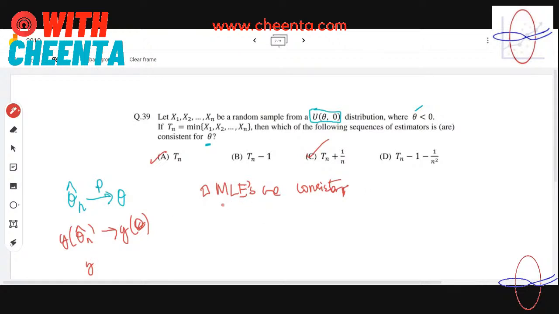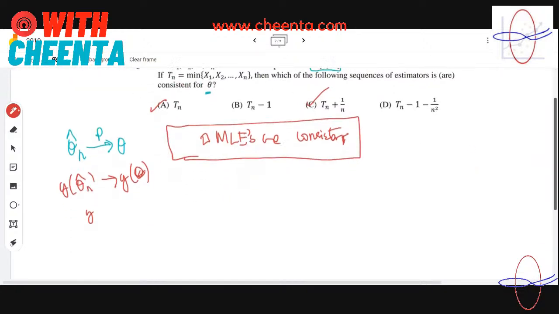So therefore, MLEs are consistent, and you can use that property. All of you understood this. Tn goes to theta. Now Tn minus 1 goes to theta minus 1, which is not theta in probability. Tn plus 1 by n goes in probability to the limit of theta plus 1 by n, that is, 1 by n goes to 0, so therefore theta. And here it also goes to theta minus 1. So these are two. Now you can also prove directly that this is consistent. Okay, Tn is consistent. But you can use this result over here.